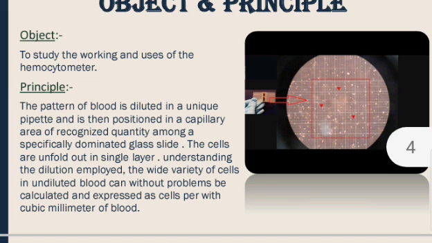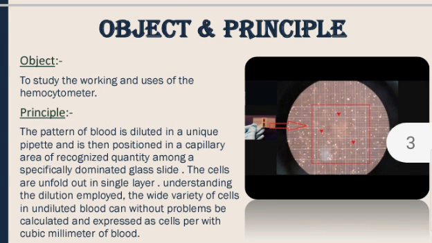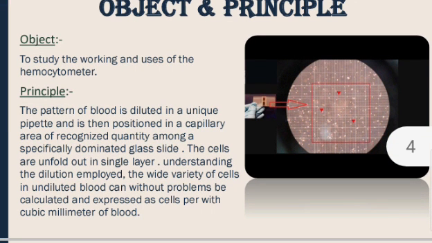Then comes the object. So what is the object of our topic? Our object is to study the working and uses of the hemocytometer, and the principle is the pattern of blood. The blood is diluted in a unique pipette and is then positioned in a capillary area of recognized quantity among a specifically ruled glass slide. The cells are spread out in a single layer. Understanding the dilution employed, the number of cells in undiluted blood can easily be calculated and expressed as cells per cubic millimeter of the blood.